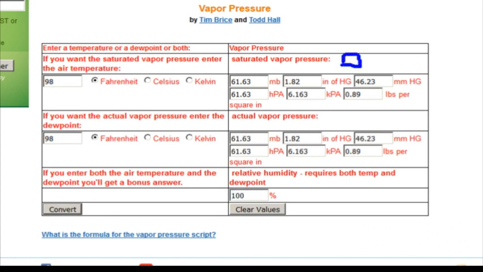So keep in mind that the saturated vapor pressure is E with a subscript of S, and the term for actual vapor pressure is just E. So E divided by ES is going to give you relative humidity. Pretty simple.